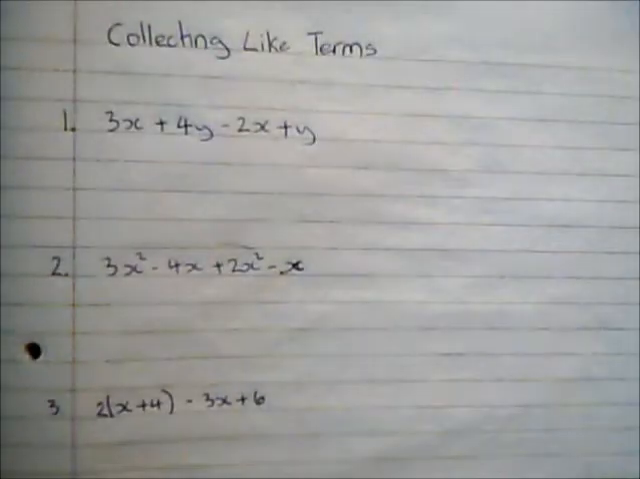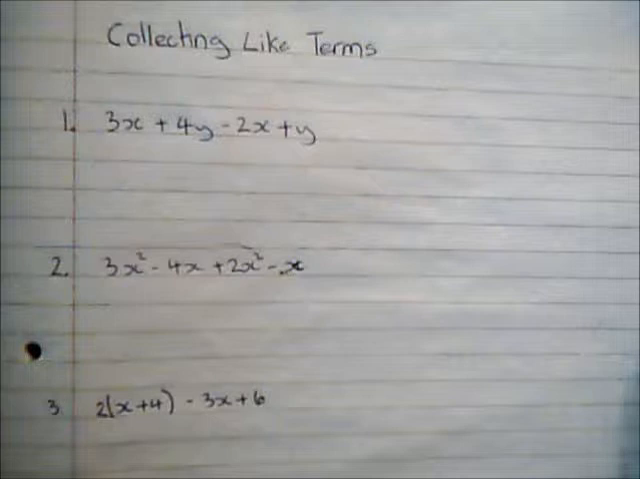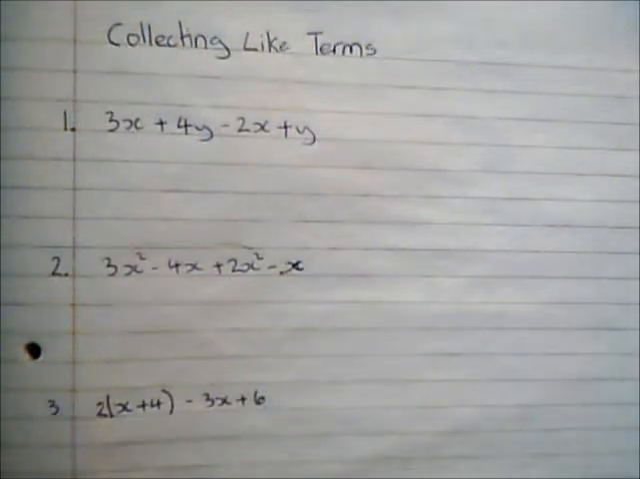In this video we're going to look at how to simplify expressions by collecting like terms. So we're going to look at 4 different examples which are going to become increasingly more difficult. So this first example, we have some terms that are x terms and some terms that are y terms. So we're going to collect the x's together and we're going to collect the y's together.